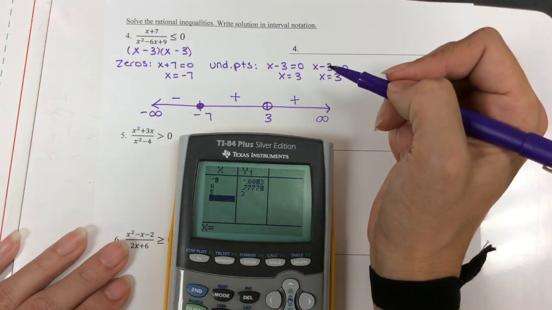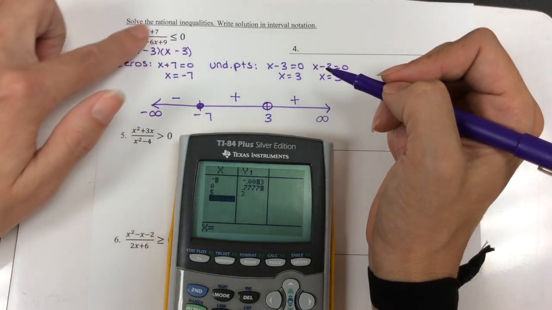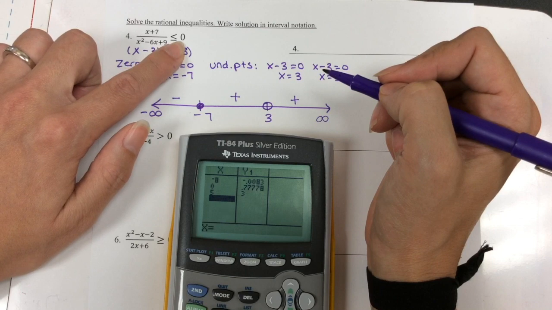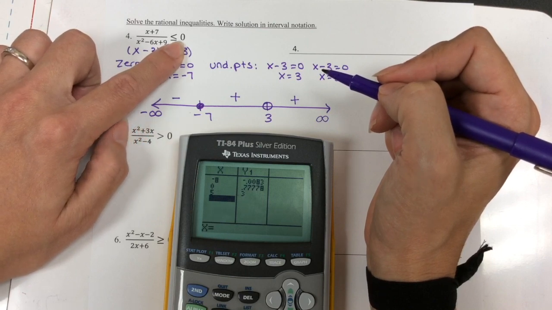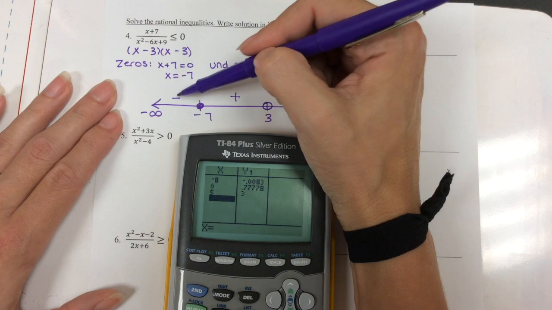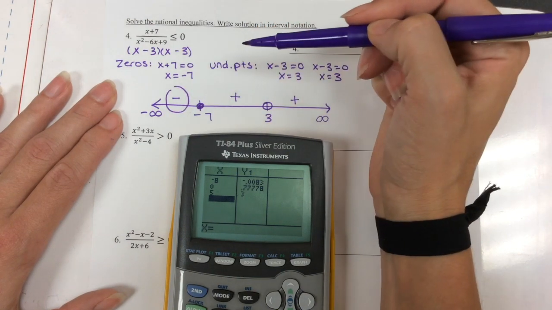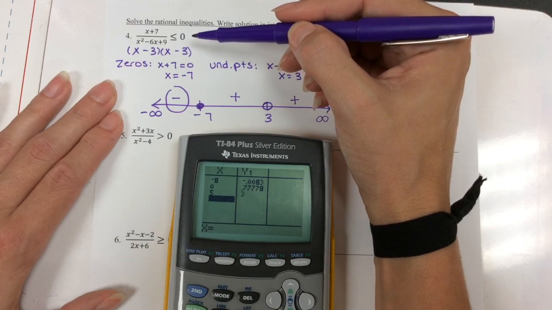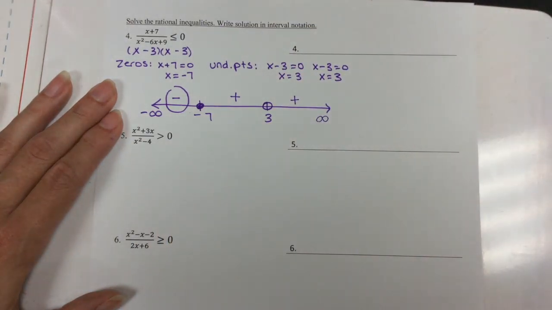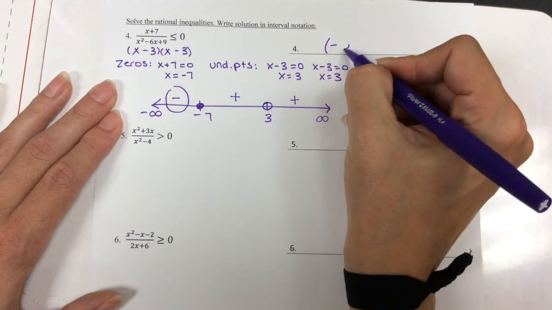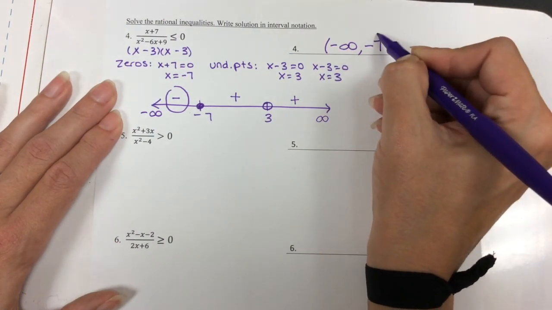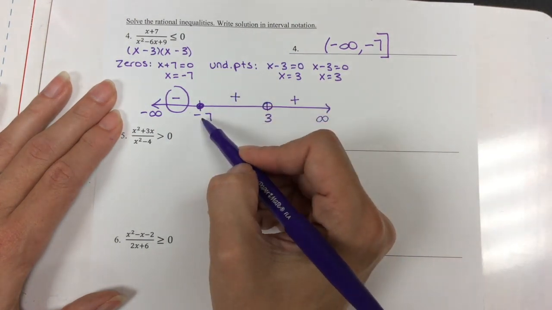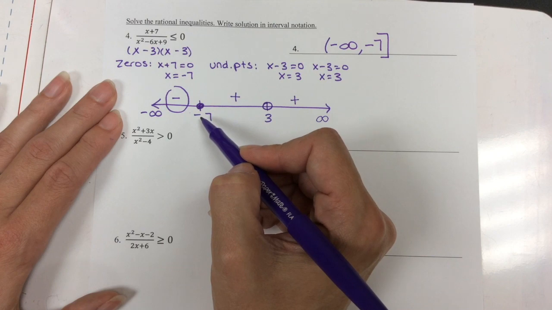The question wants to know, when is this function less than or equal to 0? So less than or equal to 0 would be all the values that are negative. So these are the values that would satisfy this inequality. That is our solution interval. So we're going to write our solution in interval notation, so -infinity to -7, and we're going to use a bracket. The reason we use a bracket is because we are allowed to use -7.